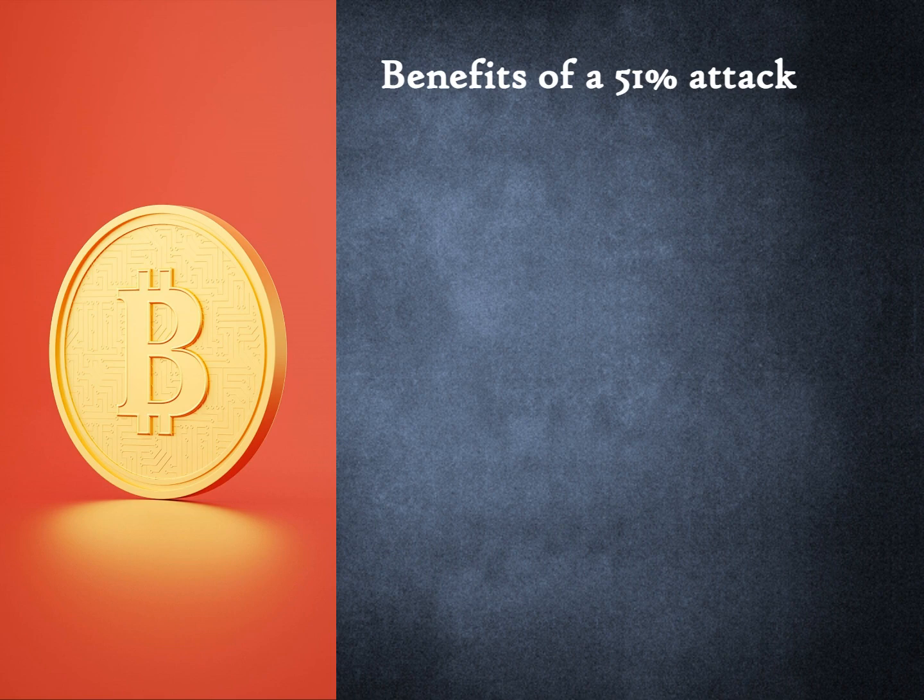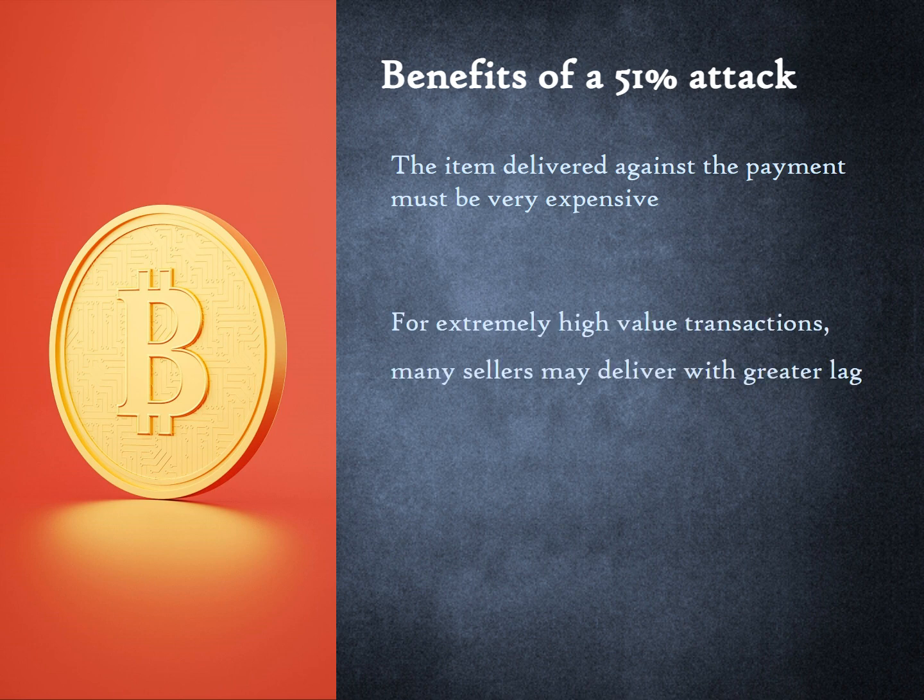Now, let us reflect on the benefit side of the equation. For this kind of scam to be worth executing, the benefits must outweigh the cost. First, the item delivered against the payment must be very expensive. This doesn't make sense for double spending on a Starbucks coffee. Second, for extremely high-value transactions, most sellers may deliver with greater lag. For instance, say someone was selling a painting worth $10 million. Theoretically, if the seller delivers 24 hours after payment, the malicious miner has to mine 14,400 shadow blocks.